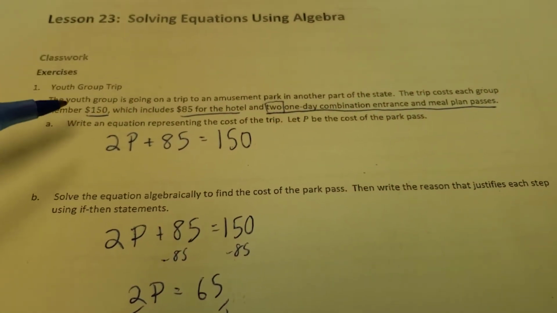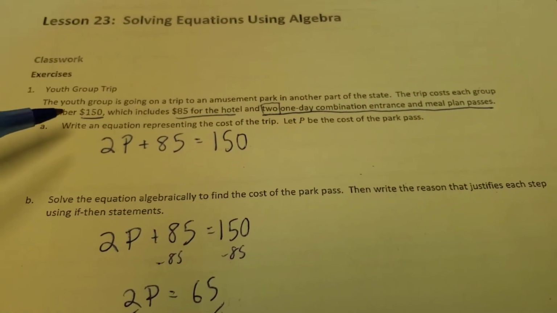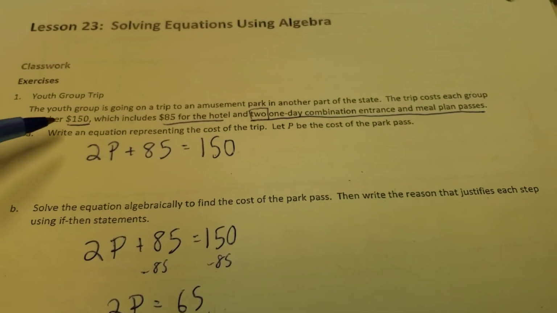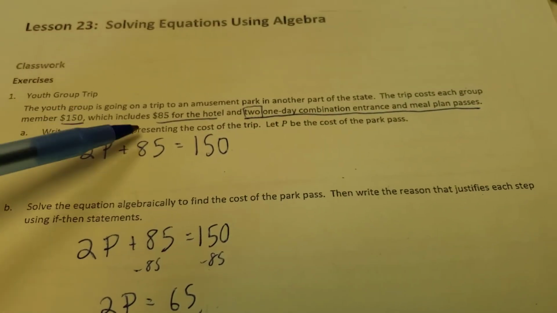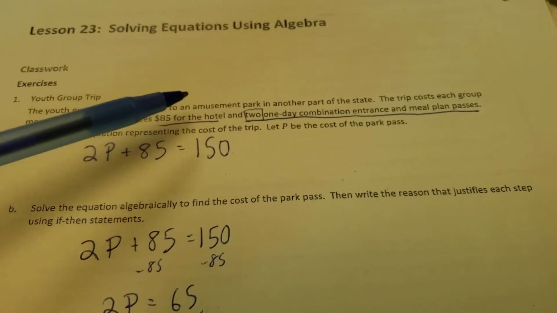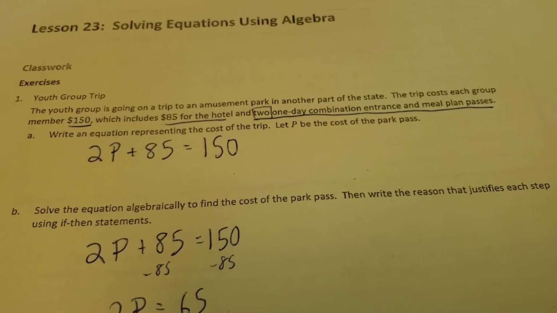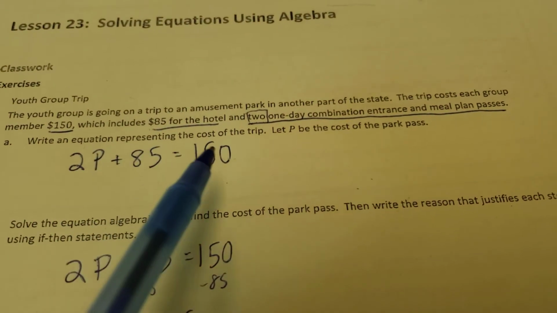All right, so on number 1 here, it says the youth group is going on a trip to an amusement park in another part of the state. The trip cost each group member $150, which includes $85 for the hotel and then 2 of the one-day combo entrance meal plan passes. So now let's write an equation representing the cost of this trip.